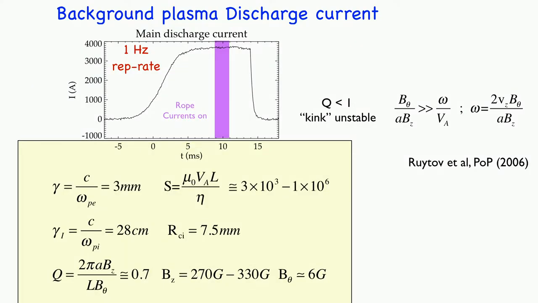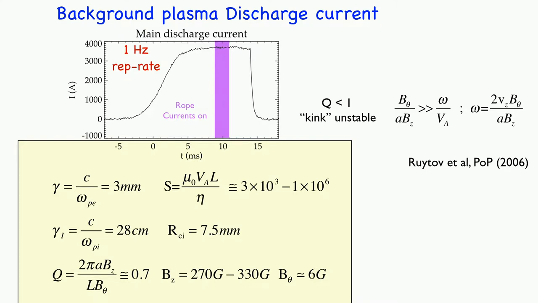We turn on the background plasma, that's the current versus time from that barium oxide cathode, once a second. And then sometime after the plasma settled down, it's in steady state, we switch the rope currents on for a few milliseconds. So during that purple line over there, these are just some of the parameters of the plasma.